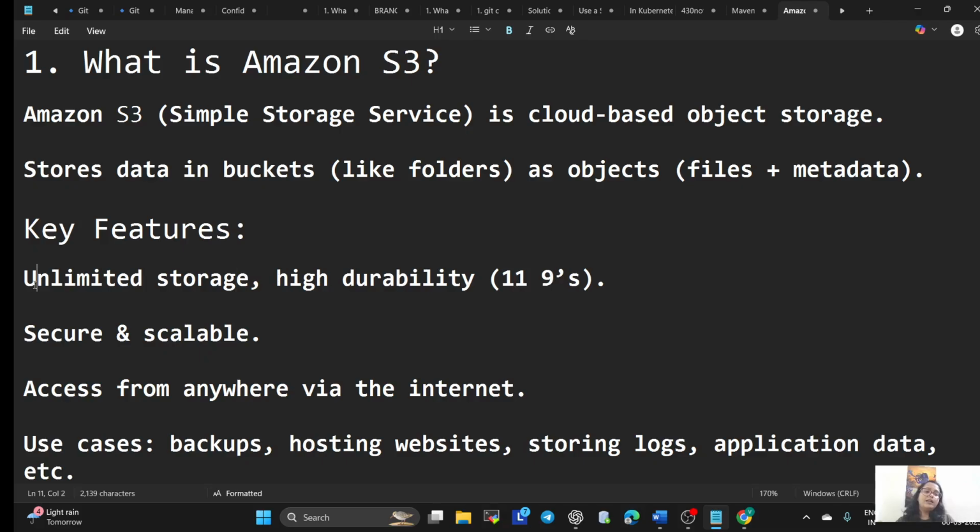See, unlimited storage. For example, you have a PC or a laptop. If you are going to buy a laptop, the storage is fixed.